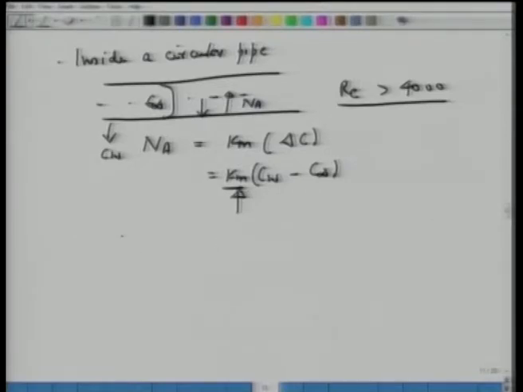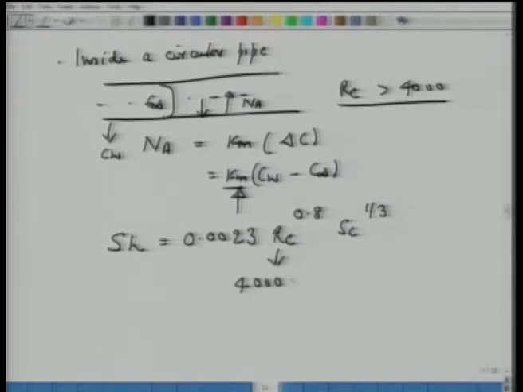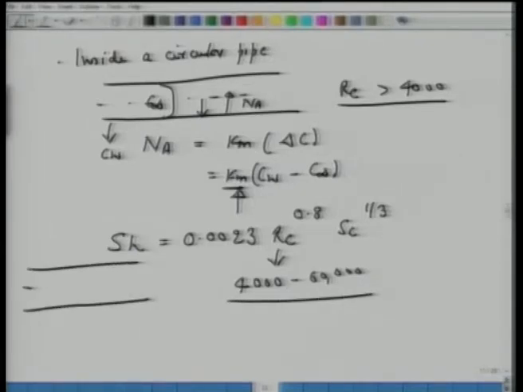There is a correlation given, again in terms of Sherwood number, which would be 0.0023 Reynolds number to the power 0.8, Schmidt number to the power 1/3, and then the author has given a range that this equation is valid between 4000 and 60,000. Look at the range here, it's a turbulent flow. It's not like the previous, simpler case when the flow is laminar and we have the parabolic velocity profile like V equals 2V bar times 1 minus r square over R square.